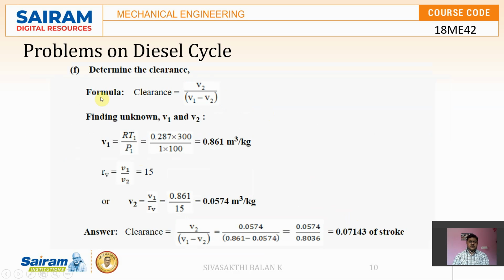And they ask us to also calculate the clearance ratio. The formula says it is V2, the clearance volume, to the swept volume. We know the value of V2, V1, and substitute all these values, we will get the value of clearance ratio. It is nothing but 0.07143 or 7.143% of stroke.